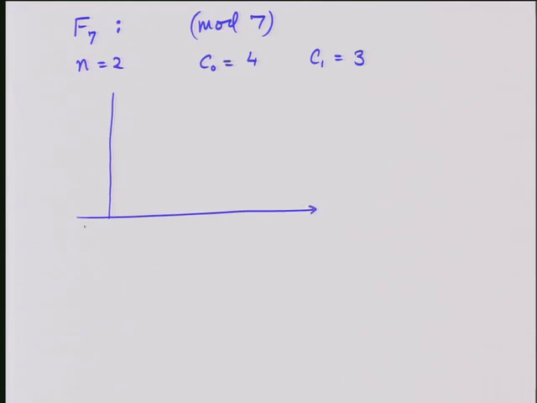Here we have the numbers mod 7, so it's 0, 1, 2, 3, 4, 5, 6. Okay, so what do we want? We want C0 to be 1, 2, 3, 4. So we want that. C1 to be 3. So we want that.